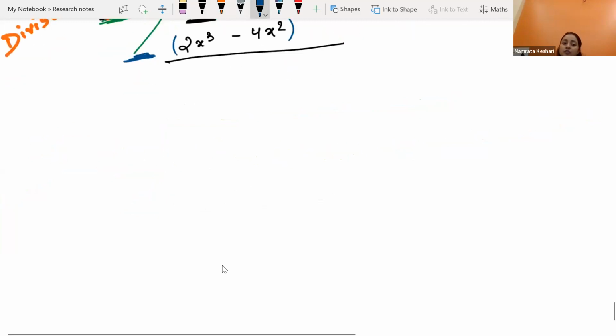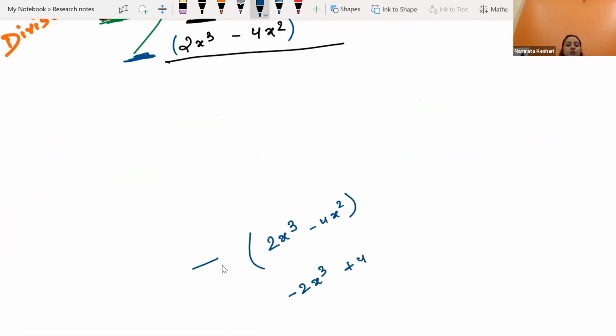Think about it: when you give a subtraction sign before this 2x cube minus 4x square, and you open the bracket, it will be minus 2x cube plus 4x square. Yes or no? Yes, ma'am. So subtraction we are doing, but mindfully, carefully. Two terms are there, so the minus sign will get distributed.